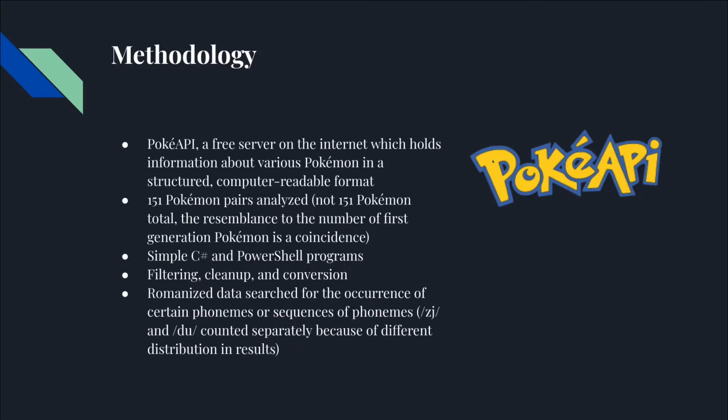My methodology. The main thing I relied on for this presentation was Poke API, which is a free server on the internet which holds information about various Pokemon in a structured, computer-readable format. And so I analyzed 151 pairs of Pokemon, so the baby Pokemon and the fully evolved version. This is not the 150 Pokemon from Gen 1, because this is 151 pairs of Pokemon.